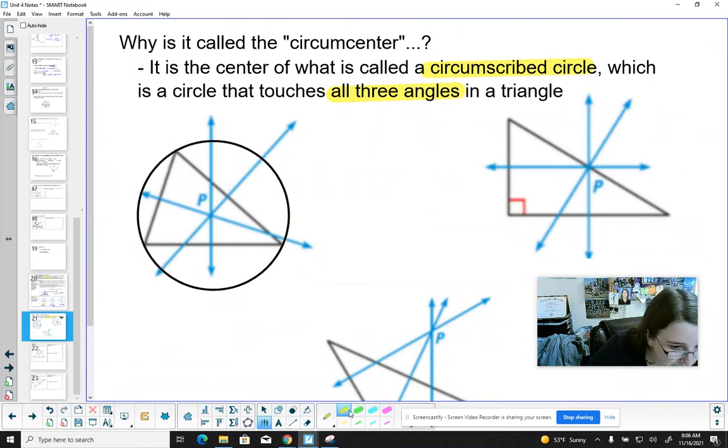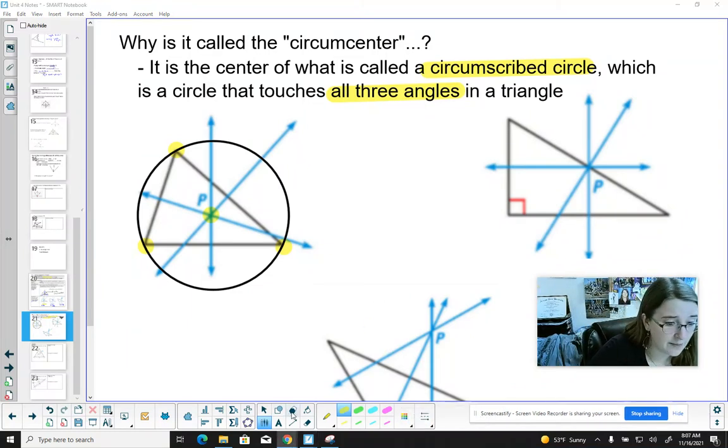I made a circle that is centered at the circumcenter, and it perfectly touches all three corners of the triangle. You call that a circumscribed circle when it's outside the triangle. It kind of goes all the way around. This is a popular thing in graphic design, having a triangle inside a circle. And again, the magic is going to happen just like this.